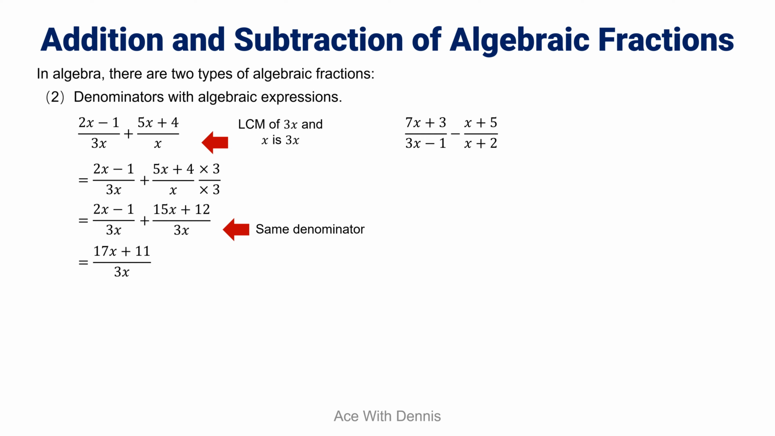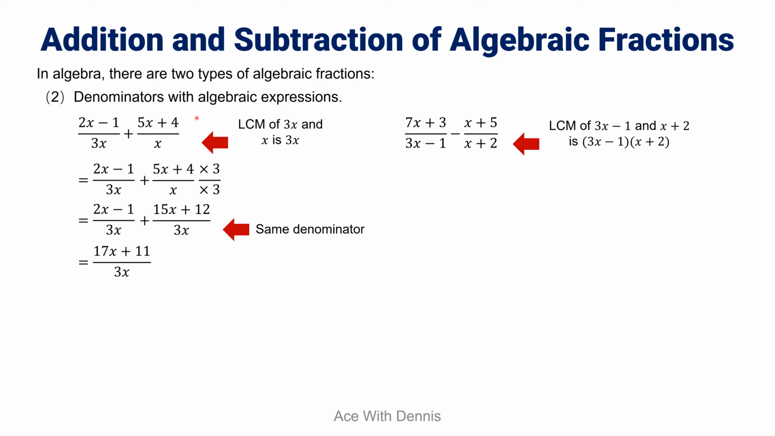As you can see for this example compared to the previous example, in this example and this example, the denominator has 2 terms. Here also we have 2 terms, but here we have only 1 term. So the process will be a little bit more complicated than the first one.